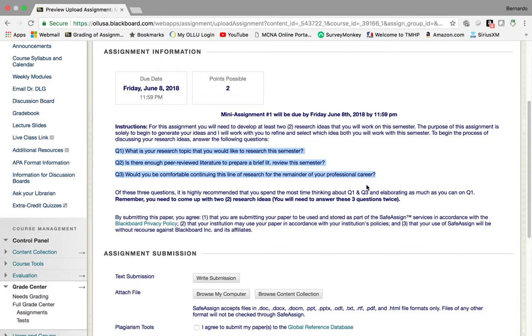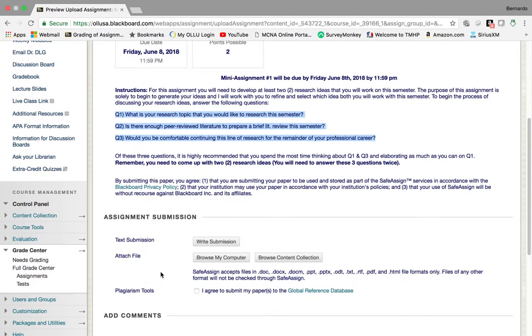Again, this is due by June 8th, Friday, by 11:59 p.m. The way that you're going to submit it, write it in a Word document and submit it here. You can click on Browse My Computer and you'll be able to attach your file, or you can write out your submission as well and submit your responses that way.